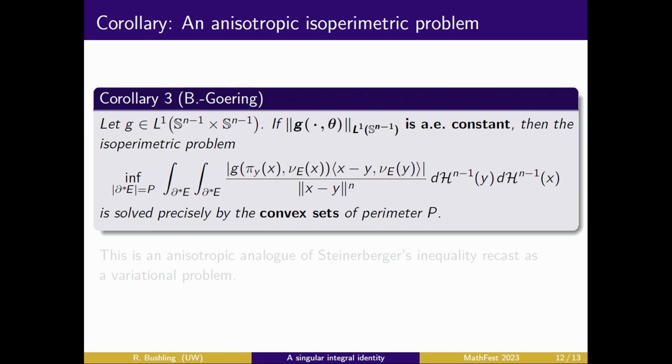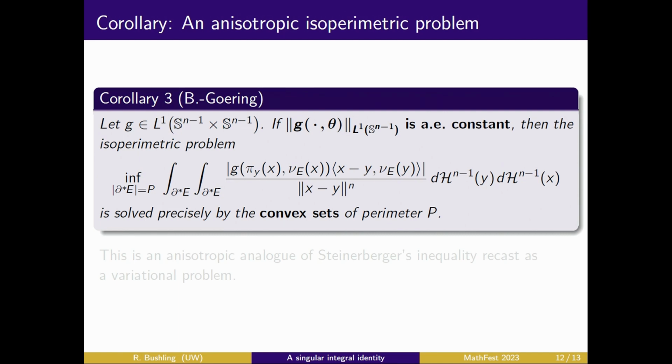So this is finally sort of an anisotropic type convexity characterization inequality. So let G be an L1 function on the sphere cross the sphere. And suppose, okay, this weird hypothesis, that the L1 norm of G in its first argument is constant as a function of its second argument. Then this isoperimetric problem is solved precisely by the convex sets of finite perimeter P.